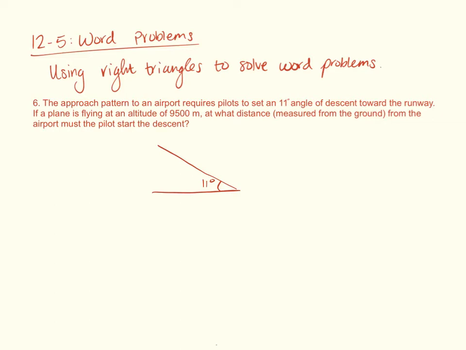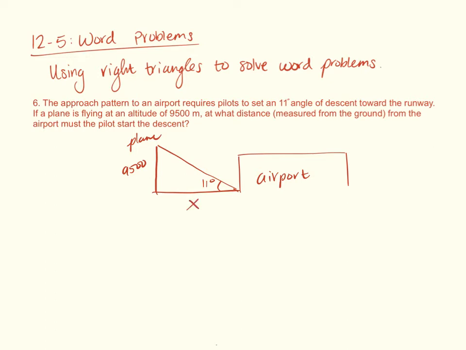If a plane is flying at an altitude of 9,500 meters, at what distance, measured from the ground, from the airport, must the pilot start the descent? So this corner here at the end of the runway, this is our airport. The top of our descent here is our plane. And the distance from the ground is 9,500.